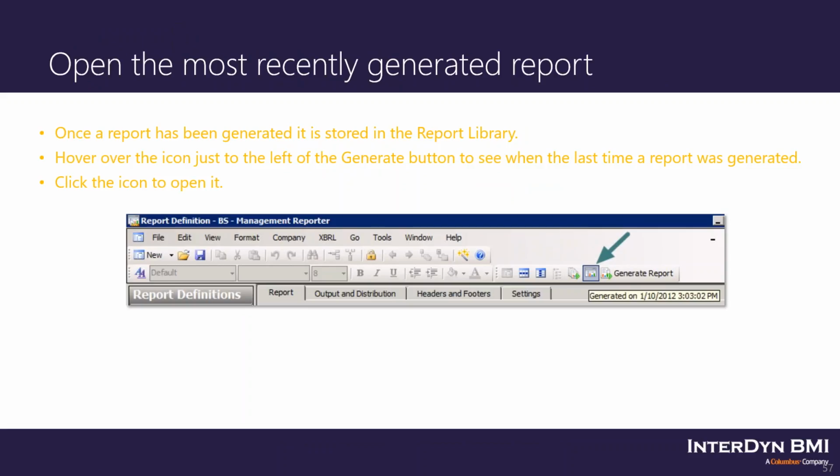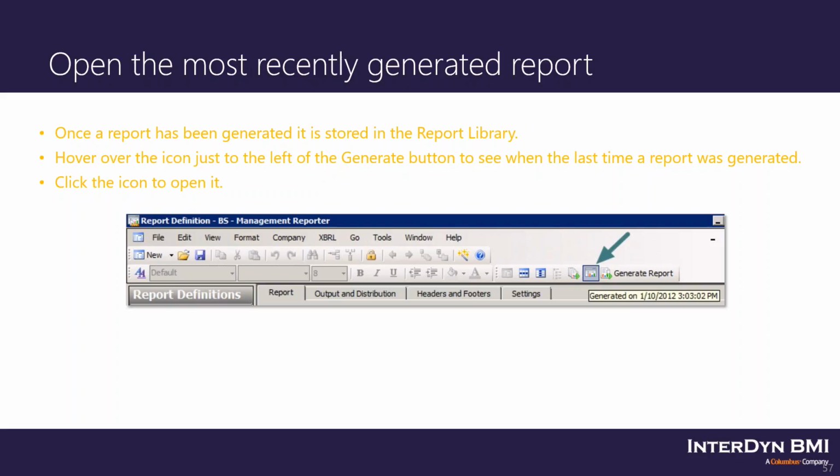All right, so this one is a big one. This is the one that people don't realize that this one's here. So this is on the report definition. When you open the report, right next to the Generate button, there is a button that if you hover over it, it's going to tell you the last time this report was generated and at what time it was generated, and if you click on it, it will open that version of the report.